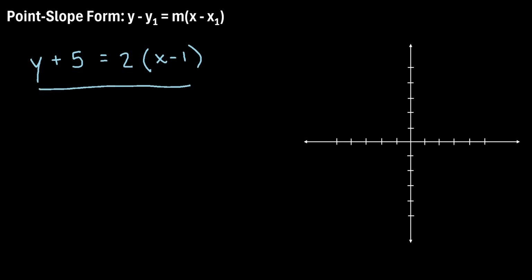Now, this equation is currently in point slope form, which uses the following format. y minus y1 is equal to m times x minus x1. Now, to actually graph this line, there's only two things we need to know. We need to know the slope, which is m, and we need to know the xy coordinates of a point that lies on the line, which is given by x1 and y1.